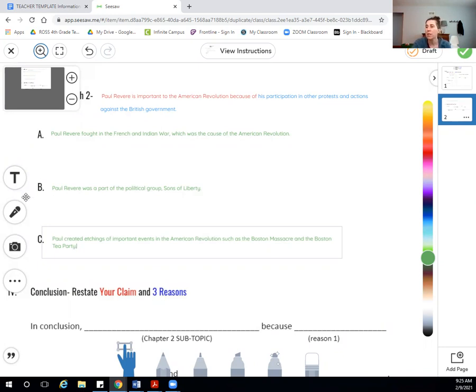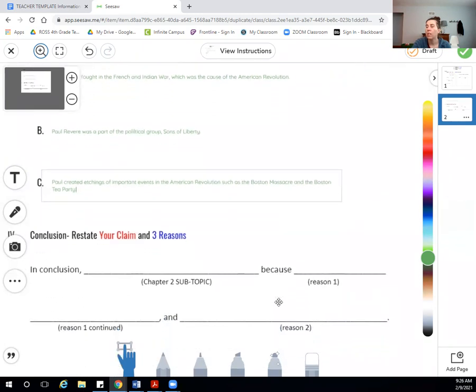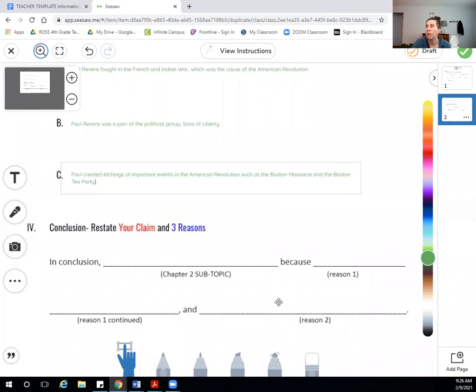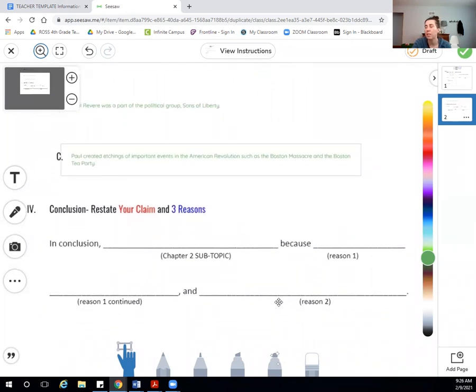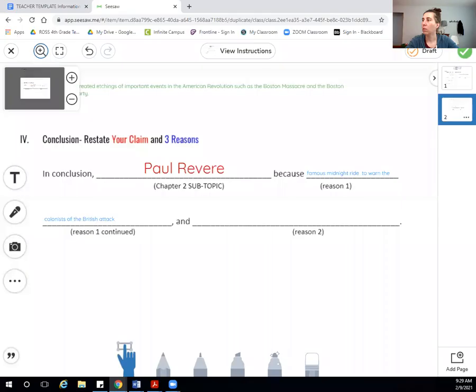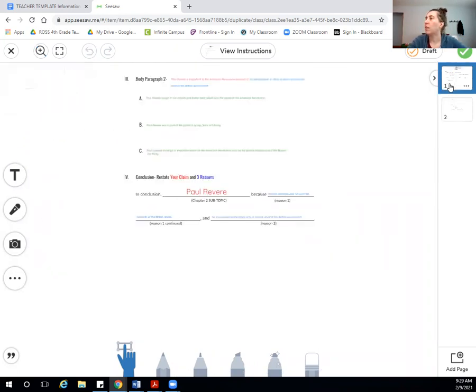The last piece of our planning for the actual essay is that we need to restate our claim with our 3 reasons. I can go back to the first page and do some copying and pasting so I'm not having to rewrite everything. All right, so I copied and pasted, and the last part is this. Now I have my official planning document done.